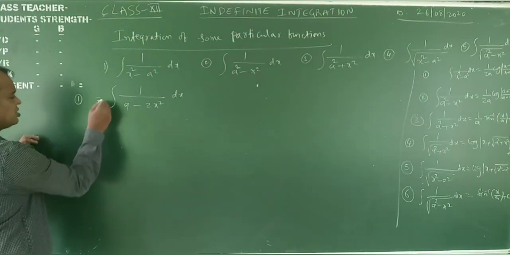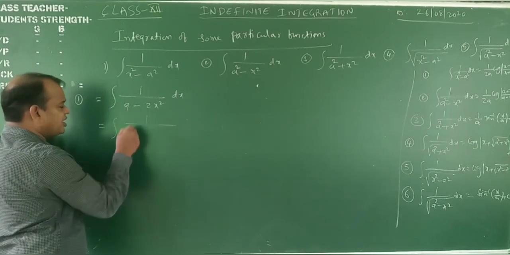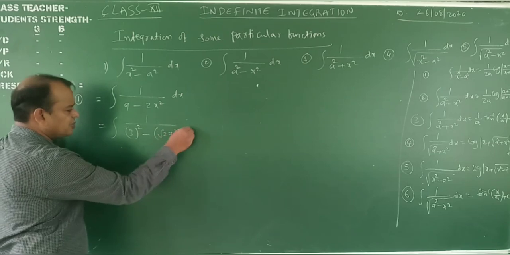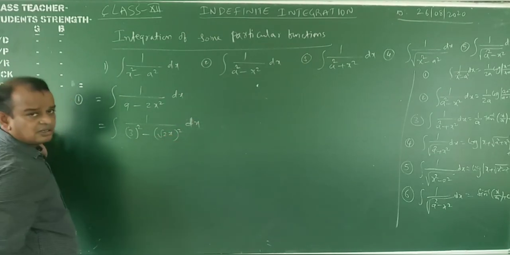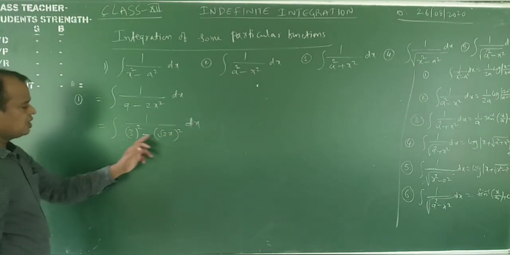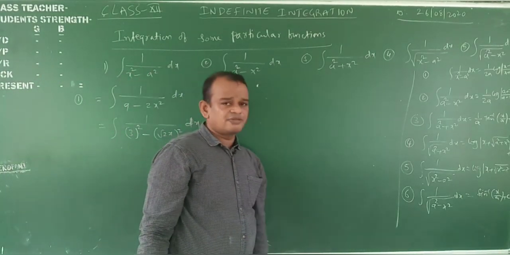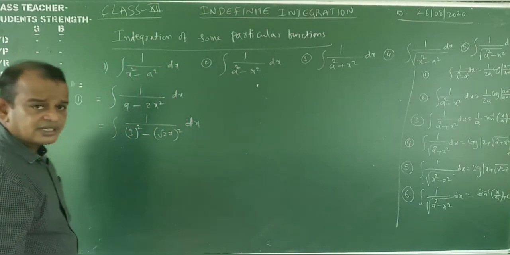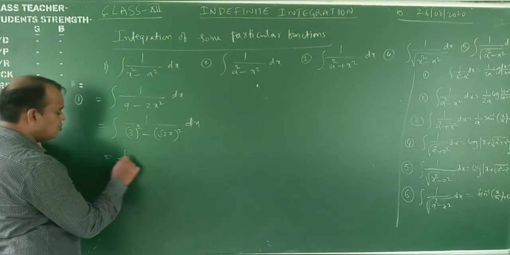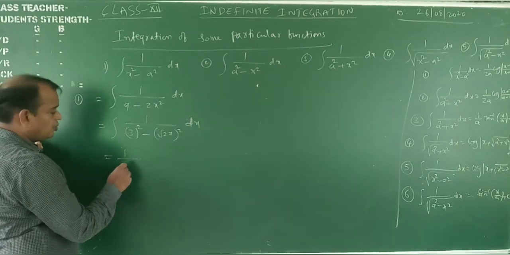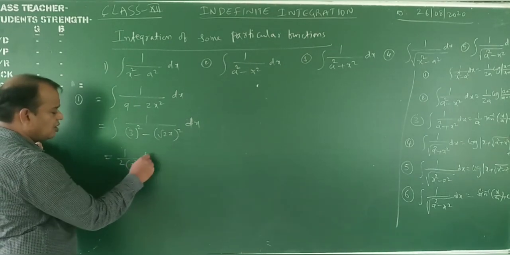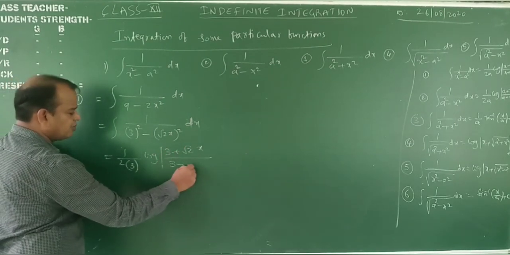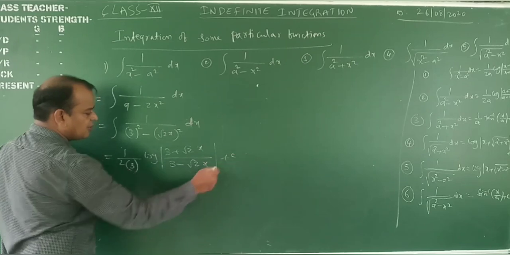This is equal to, observe that 9 can be written as 3 square, and 2x square means root 2x whole square. Our goal is a perfect square, so you will write the 1 by a square minus x square formula: 1 by 2a log mod a plus x by a minus x. Here 2a is 2 into 3, log mod 3 plus root 2x by 3 minus root 2x plus c by root 2.